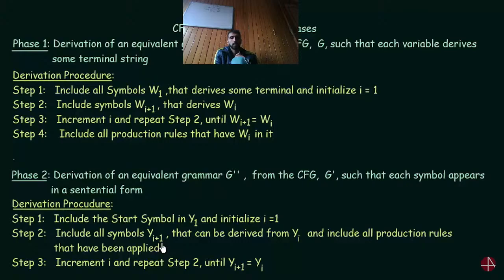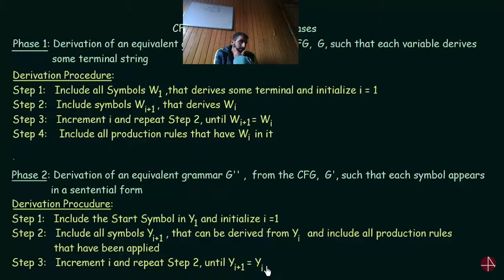That will be your Y(i+1), and then increment i and repeat step 2 until Y(i+1) equals Yi. So you will continue doing this. You will continue including the symbols that can be derived from the symbols in the set of the previous step and make new sets until you reach a stage where two consecutive steps produce two sets containing the same symbols. At that time you will stop the procedure, and we will include the productions that we obtain in the last set Yi.